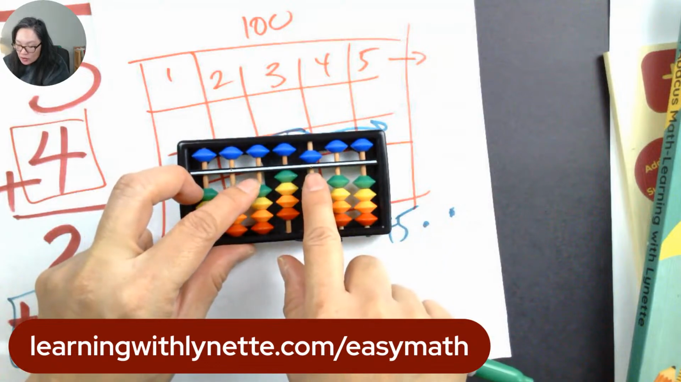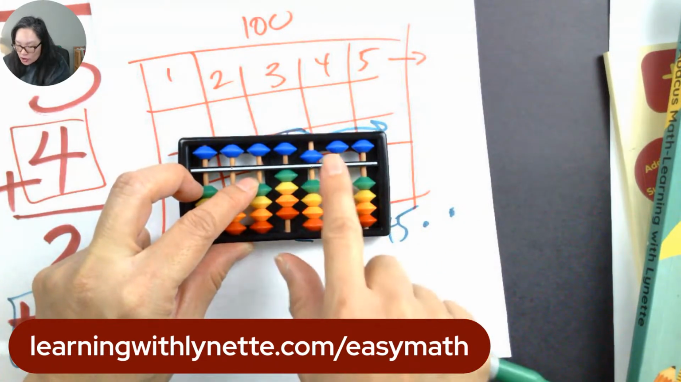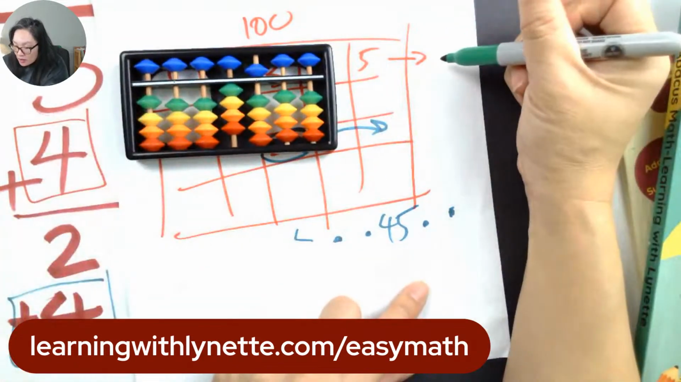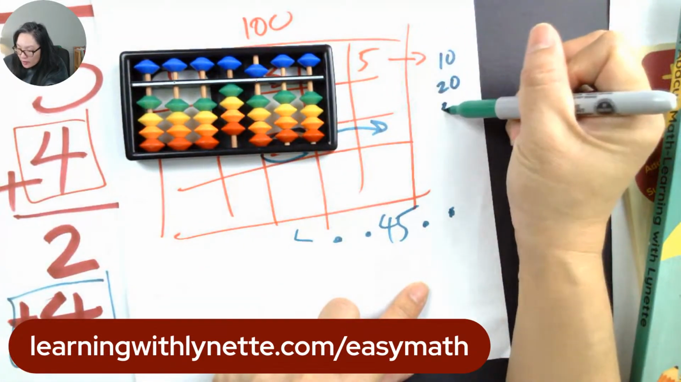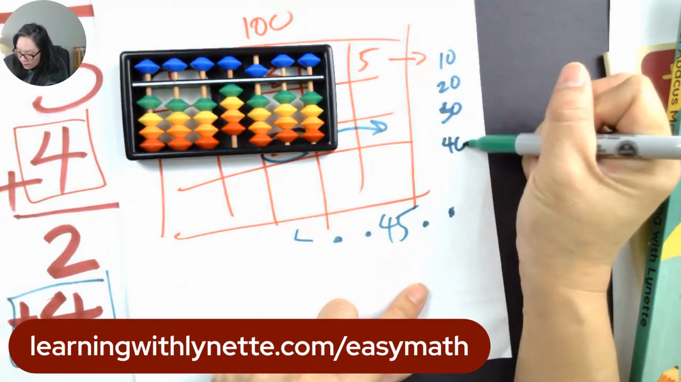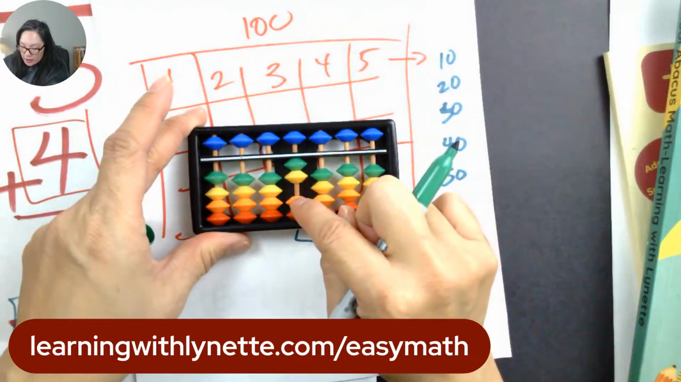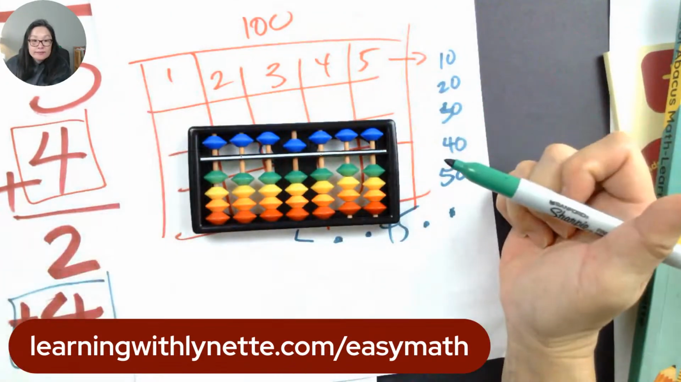And then the other thing is also understanding the place value. So I know that this is the ones place and this is the tens place. So then when we start talking about 10, 20, 30, 40, and then 50.